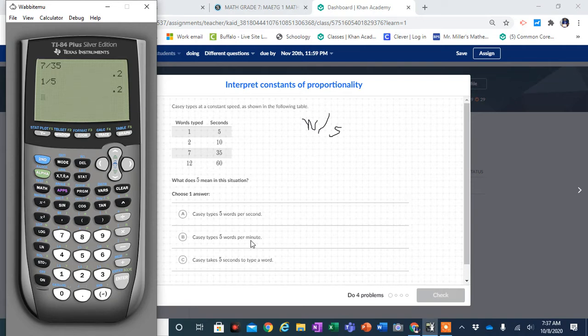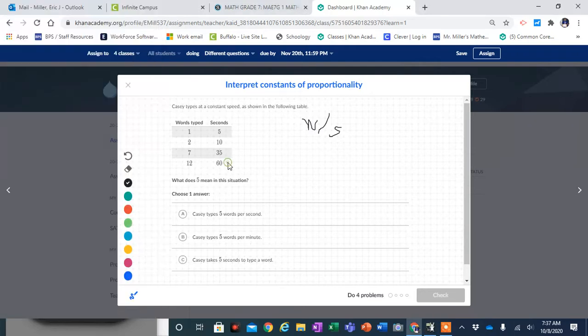Well, that's probably not going to be the case either, because if you were to change these to minutes, that would mean that 5 seconds is not a whole minute. But when we get to 60 seconds, that is a whole minute. So if you were doing 5 seconds to type a word in a minute, again, this would be 12 divided by 60, and you would get, again, 1/5.